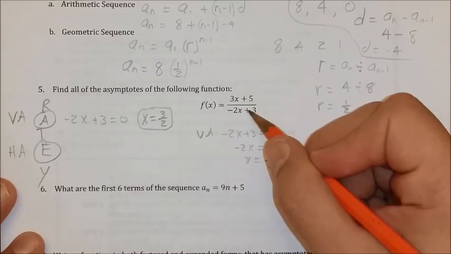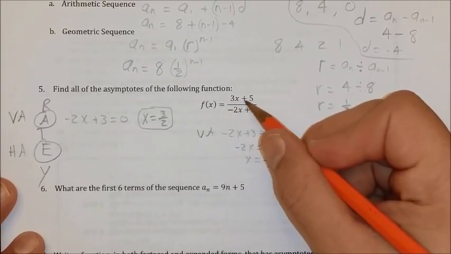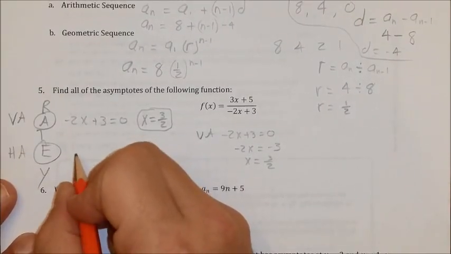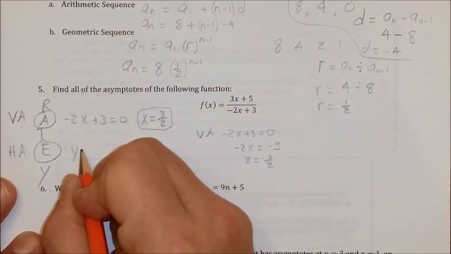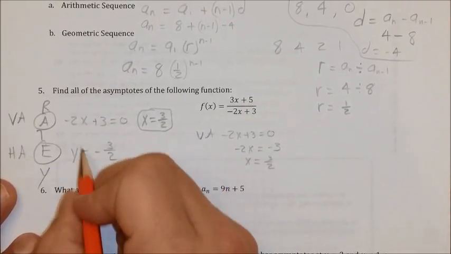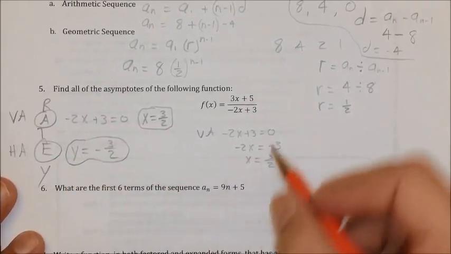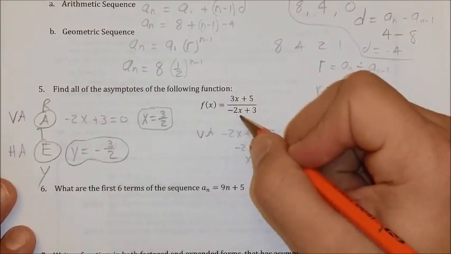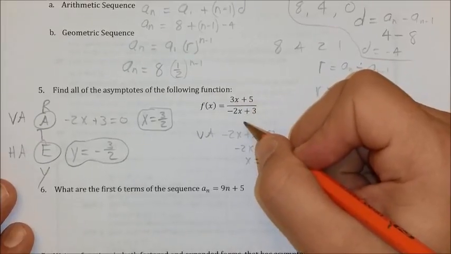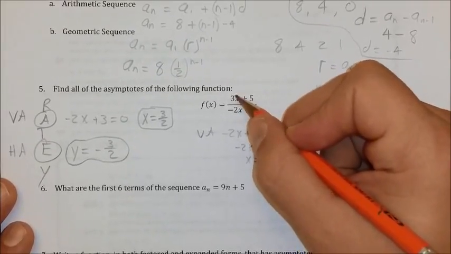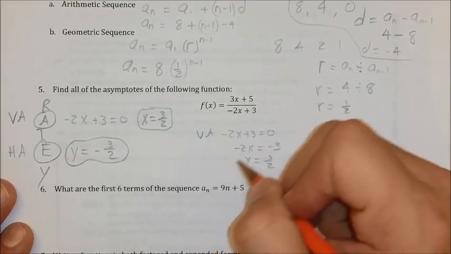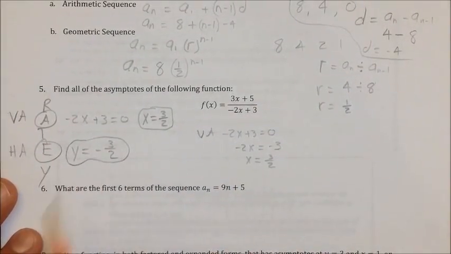So I need to look at the ratio of the leading x coefficients. So I have a 3 over negative 2, which means that I'm going to have a horizontal asymptote at y equals negative 3/2. And I got that from the coefficients. When the ratio is balanced, the degree on the top and the bottom, or the numerator and denominator, is the same. You just look at the coefficients on the leading term. So 3 and a negative 2 tells me that is going to be the horizontal asymptote.